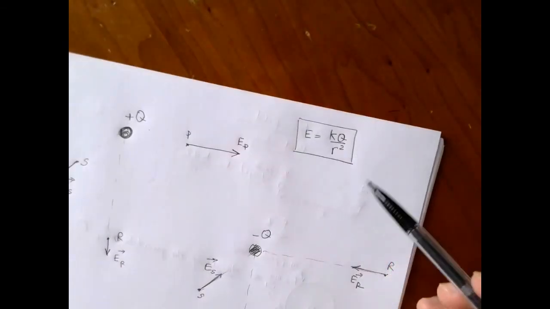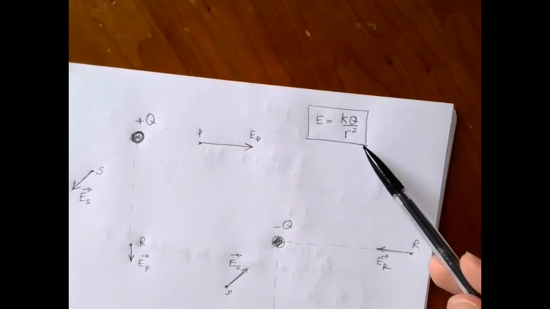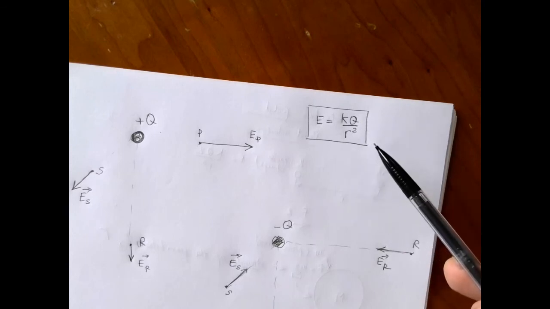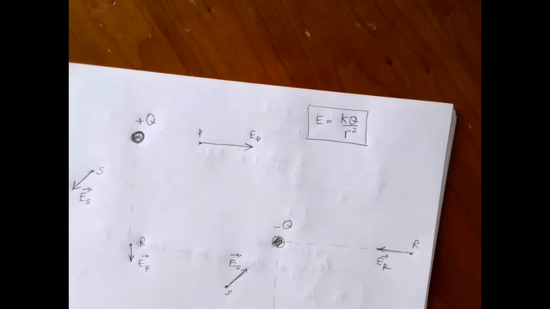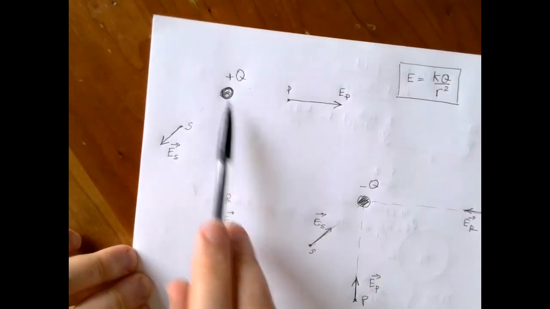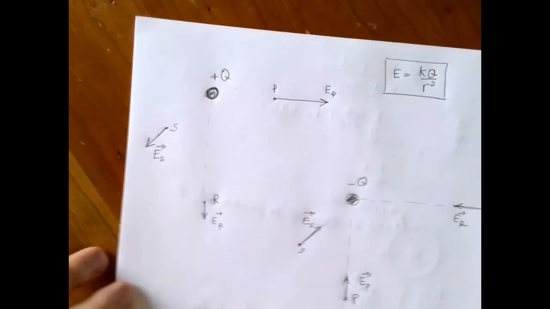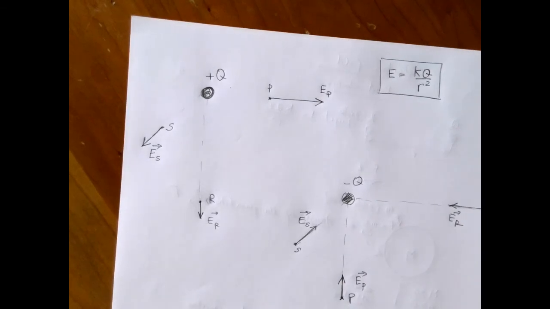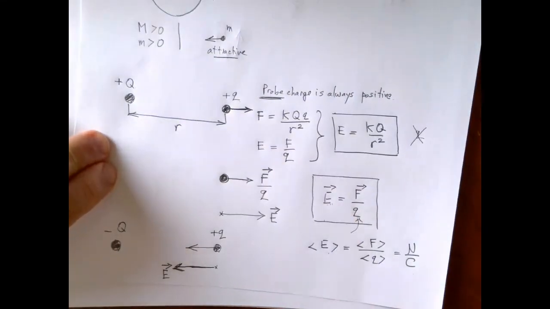To summarize, the electric field for a point charge is given by kq over r squared, and the direction of the electric field is dictated by the sign of the charge that produces it, and the unit is the Newton per Coulomb based on the definition.